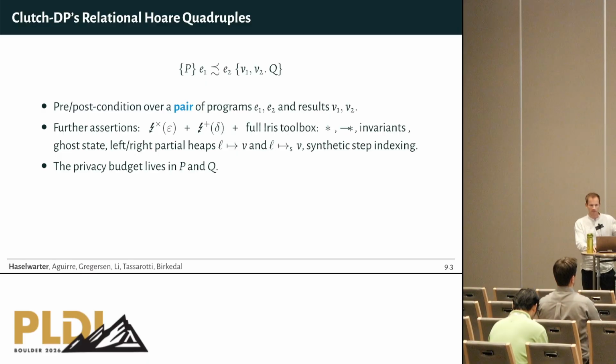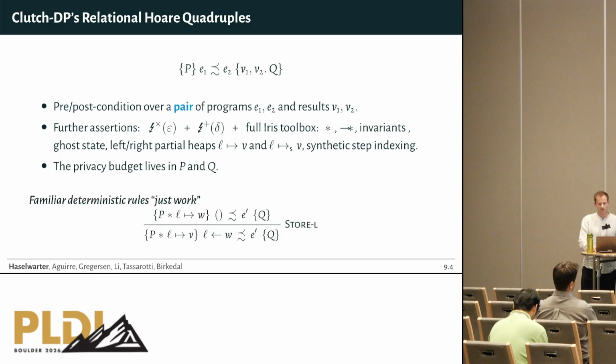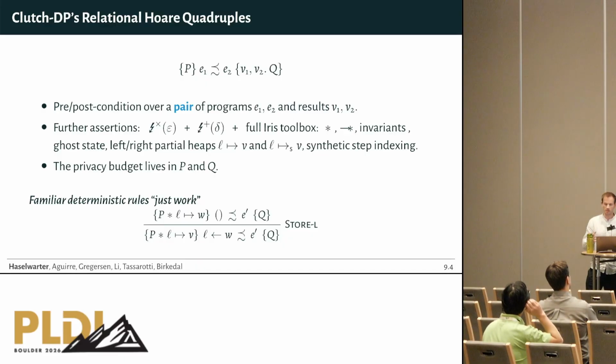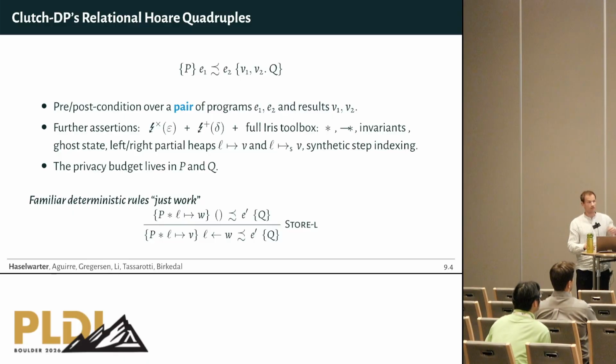In practice, what happens with the privacy budget is that it lives in the pre and post conditions. We'll see an example of that. But before we get to that, one thing that's worth emphasizing is that we managed to set things up in such a way that all of the probabilistic part is isolated. So the assertion language is only probabilistic in the privacy budget. So if you're reasoning about a deterministic step in your program, such as writing a value to a reference, you just get the usual rule that you would expect for it. That makes it quite user-friendly. Okay.